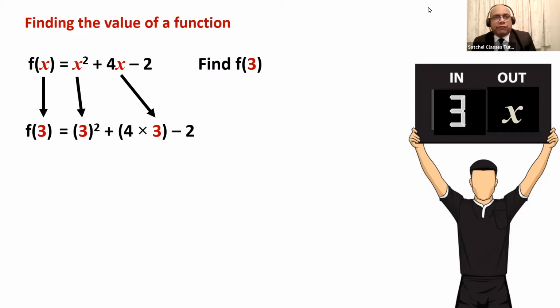So we get x squared, which is 3 squared, plus 4x, which is 4 times 3, minus 2. 3 squared is 9, plus 4 times 3 is 12. 9 plus 12 is 21, minus 2 is 19. So f of 3 in this case is 19. So that's how we find the value of any function.